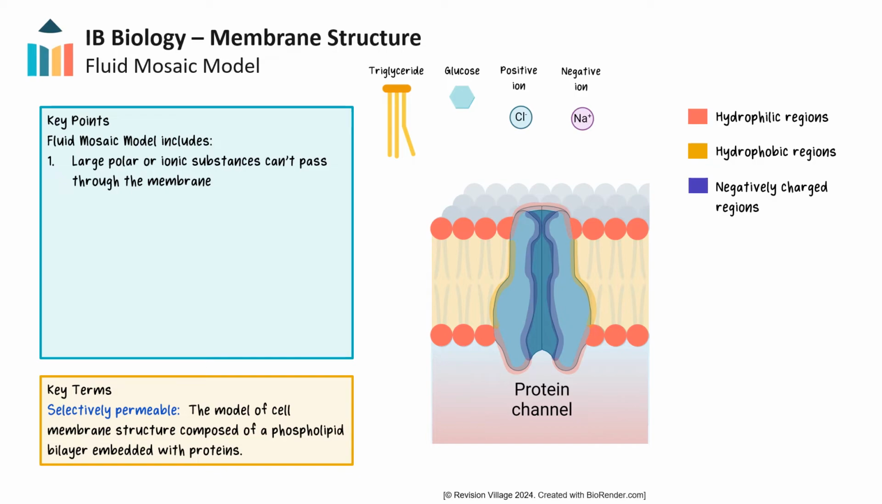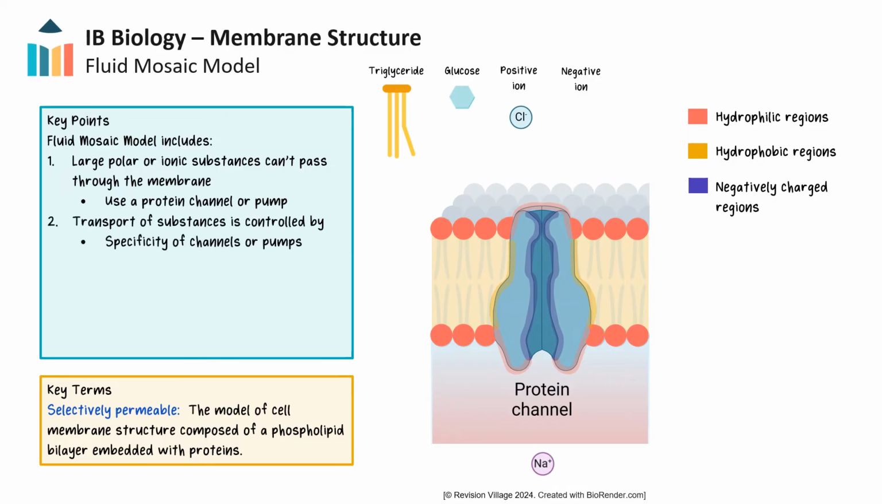Because the interior of the lipid bilayer is hydrophobic, or nonpolar, large, polar, or ionic compounds can't pass through the membrane. For the cell to be able to move these molecules across the membrane, they must go through a protein. The cell can determine which substances and how much of them pass in or out of the cell by controlling the type or specificity of the protein, as well as the number of channels or protein pumps it has in the membrane.